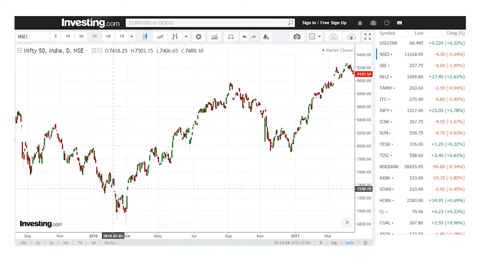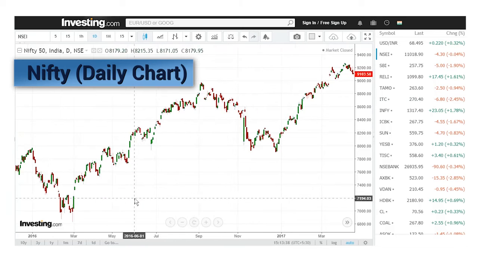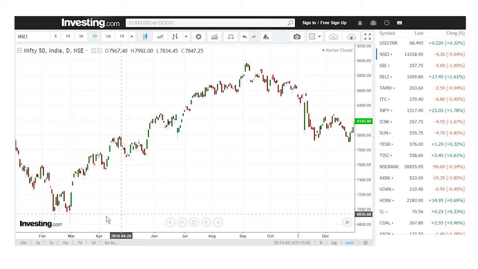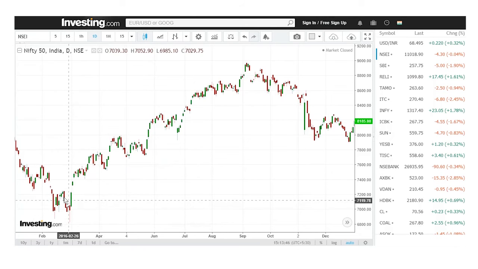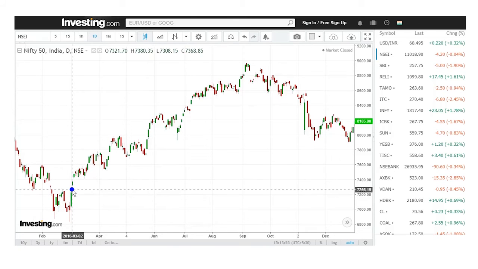Let us look at the chart. Here, we are looking at the investing.com charting solution, that is the web-based charting solution, and here we are looking at the daily chart of Nifty. Now, see, initially the market was within a range. There were a few gaps created within the range itself. These are particularly called pattern gaps. Then there was a range breakout and we can see that the market moved higher and this gap was never filled. So, these are basically breakaway gaps.